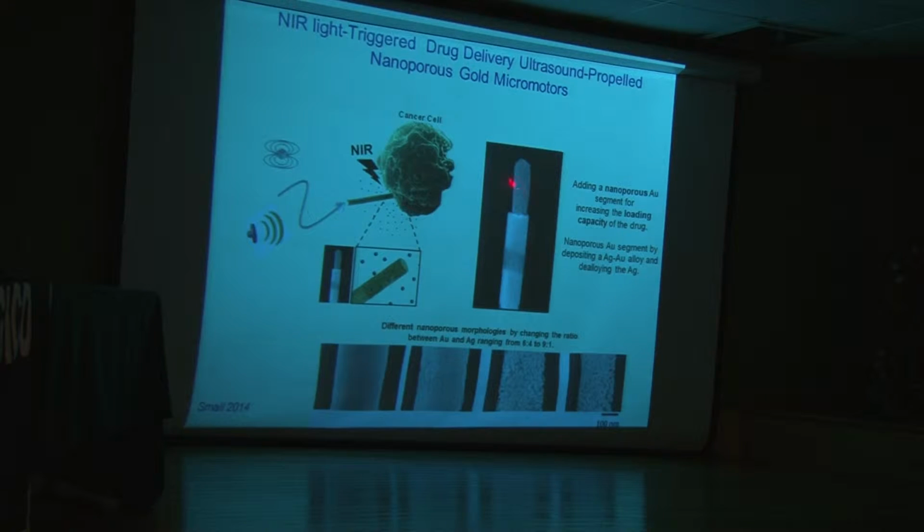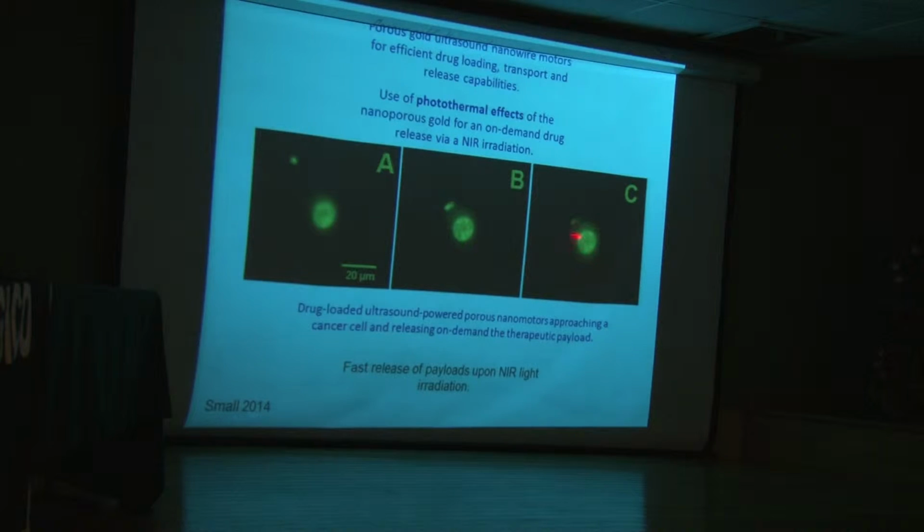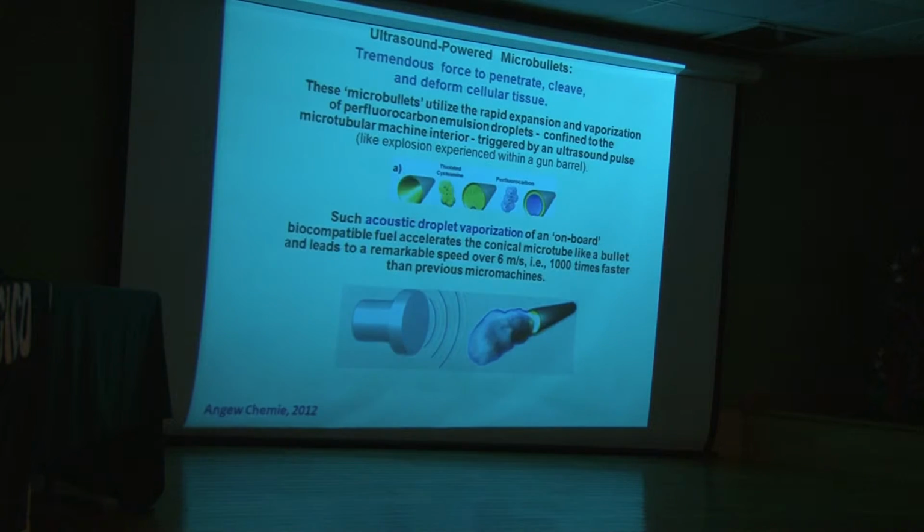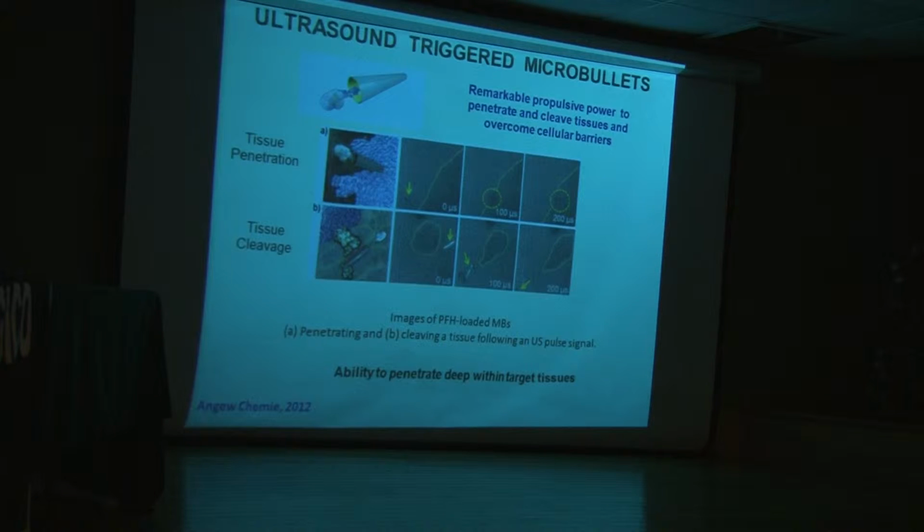We can create a nanoporous layer for high loading of the drug, this nanoporous gold, by depositing an alloy and de-alloying the silver, you get nanoporous gold. Put the anti-cancer drug, deliver the drug to a cancer cell. We have this microbullet that contains perfluorocarbon, which can be evaporated and act like a bullet, can penetrate into tissue, cleave the tissue, and go deep into the tissue.